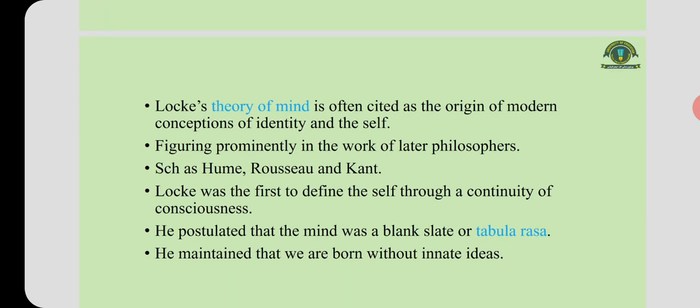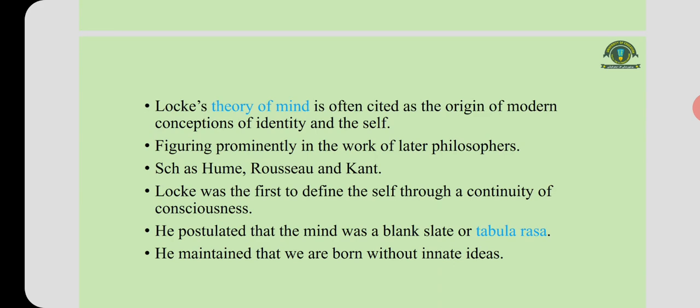Locke's theory of mind is often cited as the origin of the modern conception of identity and the self. It figures prominently in the work of later philosophers such as Hume, Rousseau, and Kant, etc. Locke was the first to define the self through a continuity of consciousness, that the consciousness always has an idea in our mind, that our mind has the same ideas which our tongue is going to express.